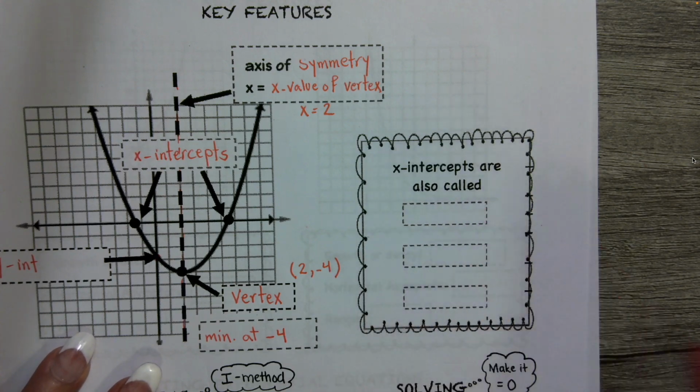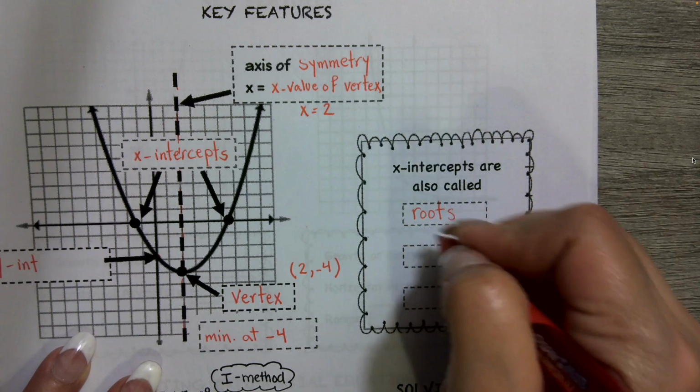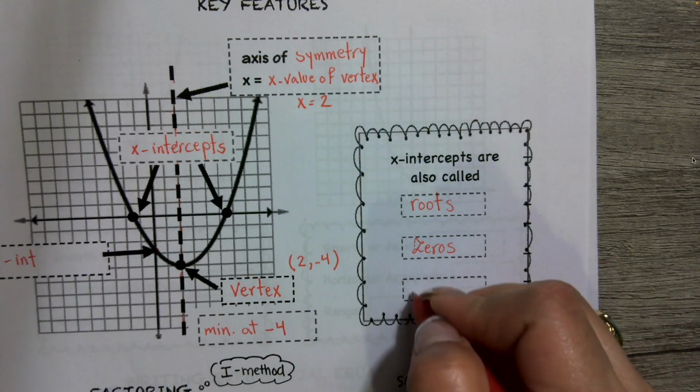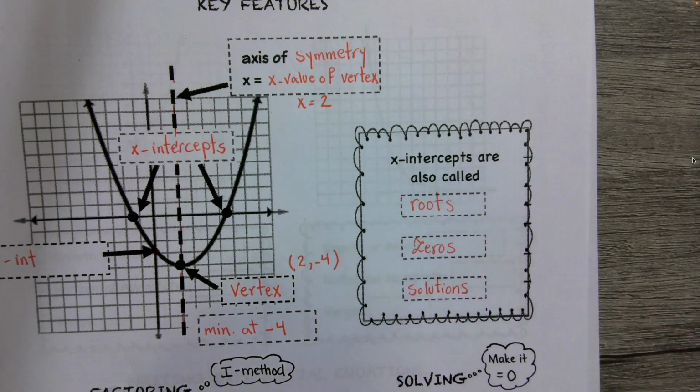X-intercepts are also called, I just told you, roots, zeros, and also solutions. Okay?